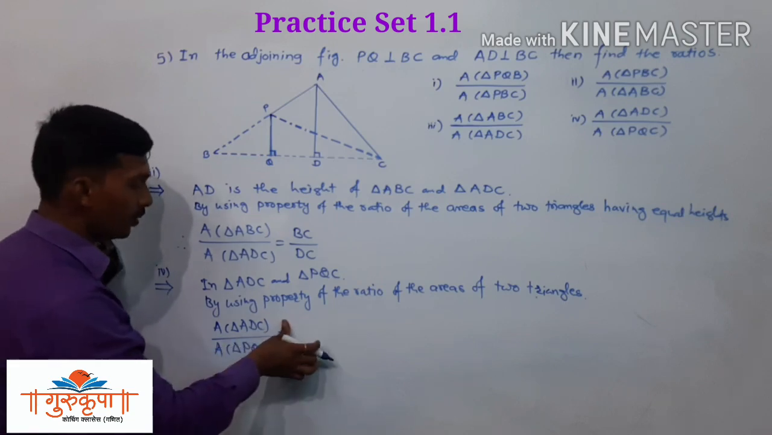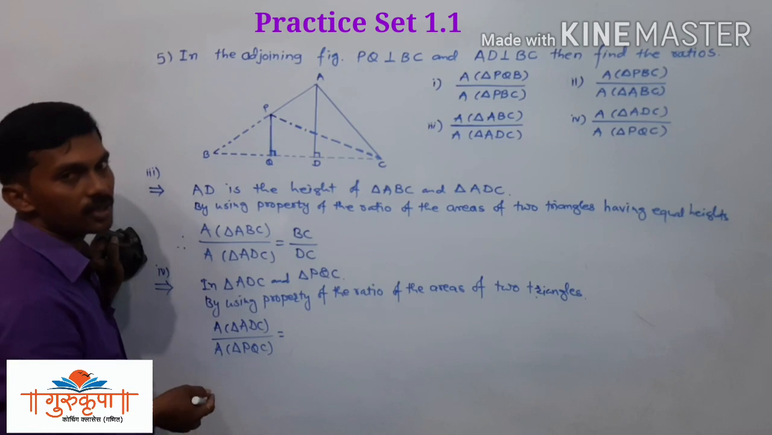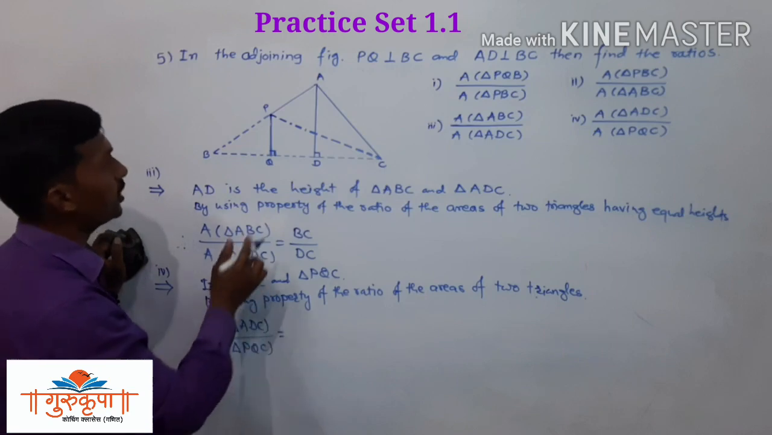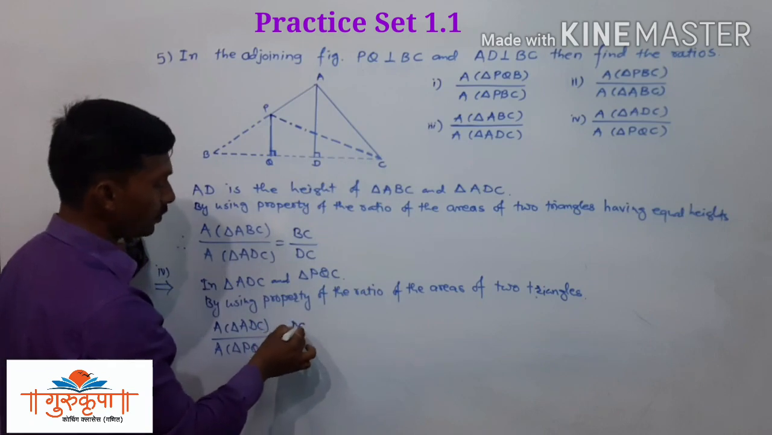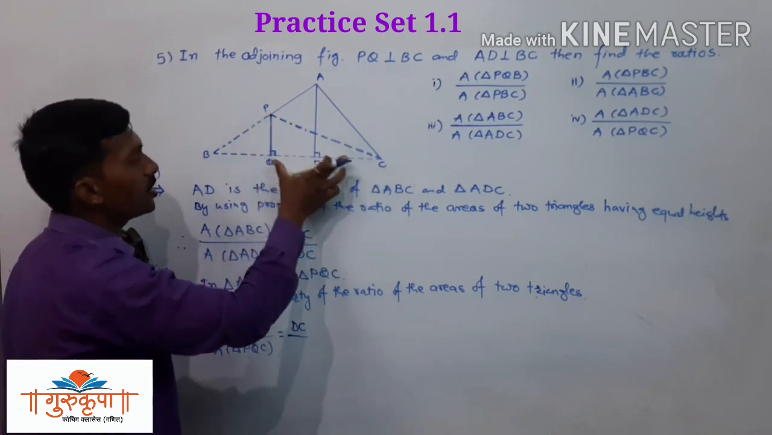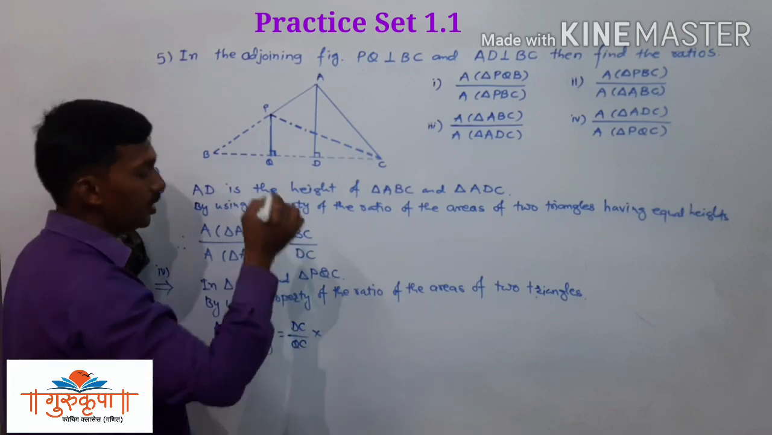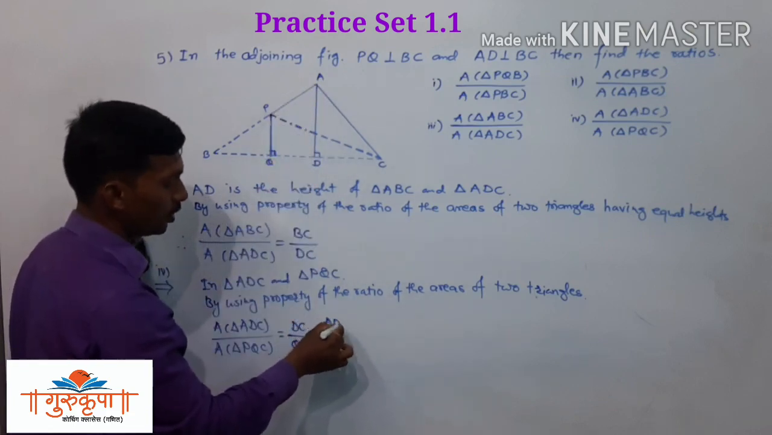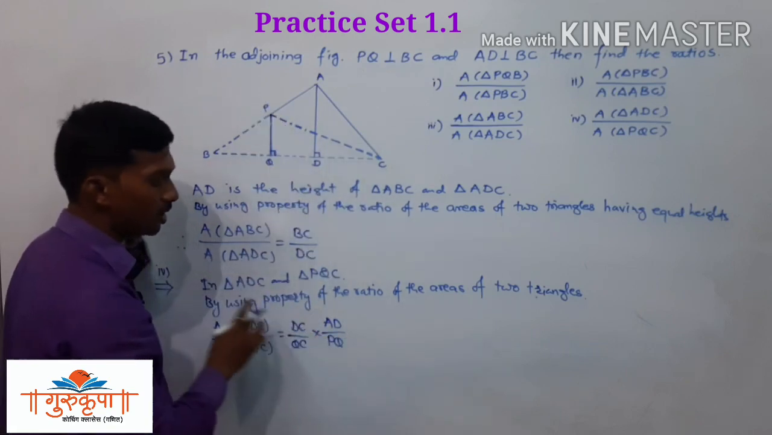is equal to the product of the ratios of their corresponding heights and corresponding bases. First we will write the ratio of their bases. Base of triangle ADC, that is DC, upon base of triangle PQC, that is QC, is DC upon QC, multiplied by the ratio of the height of triangle ADC, that is AD, upon height of triangle PQC, that is PQ. So this is our final value.